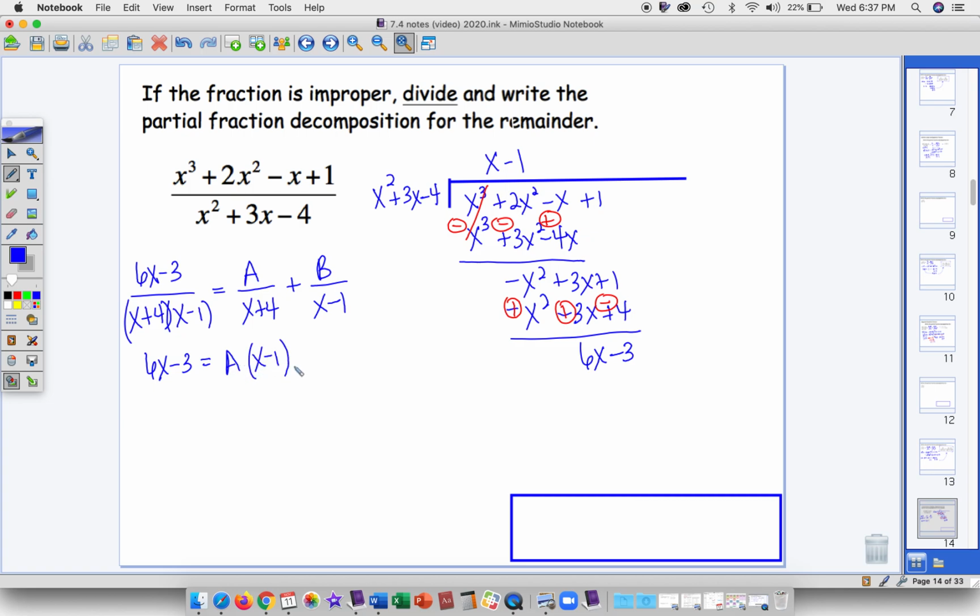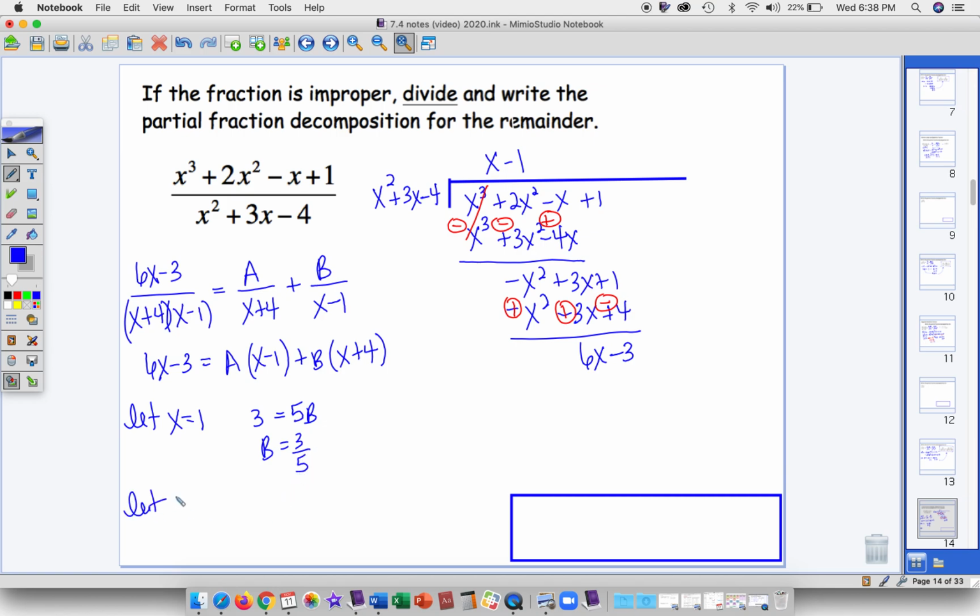And now it's really up to you how you want to solve. For something this simple, I would just let x equal a value. But if you wanted to multiply it out and set up a system, you could do that as well. It's really your choice of what method you prefer. So I'm going to let x equal 1. That'll make a drop out. So over here I have 6 minus 3, which is 3. That drops out, becomes 0, and I get 5b. So b is equal to 3/5.